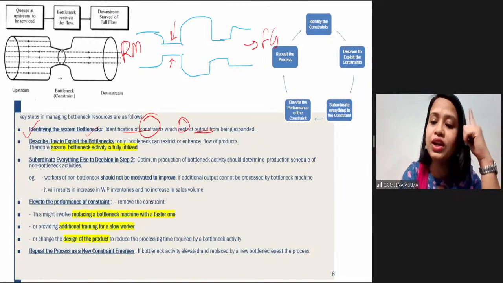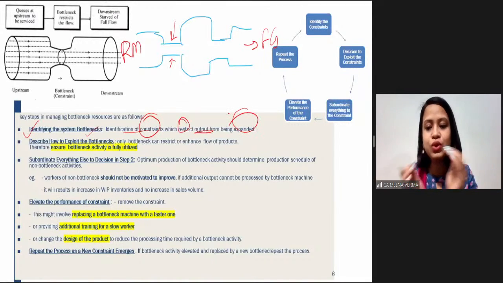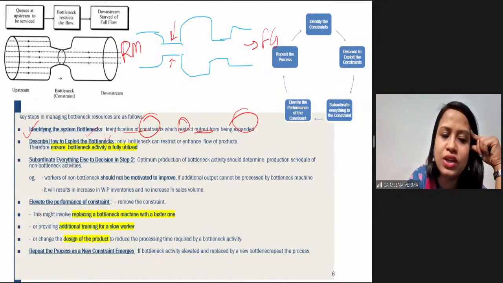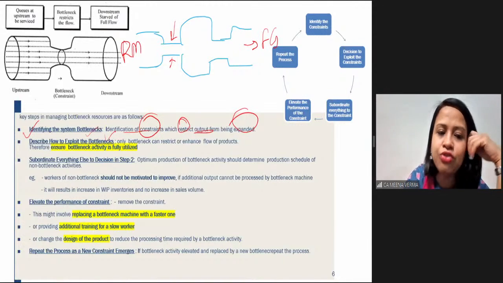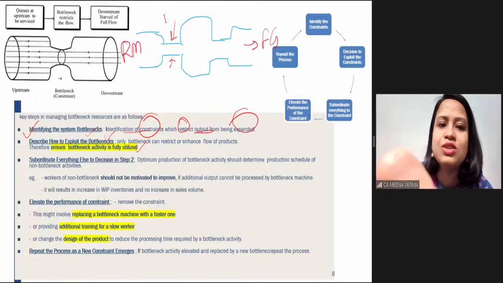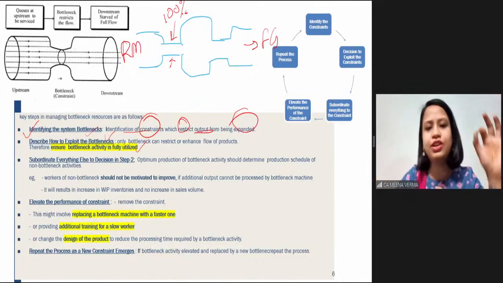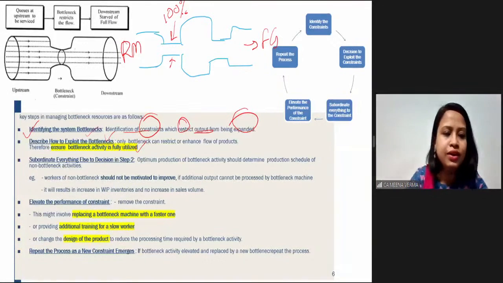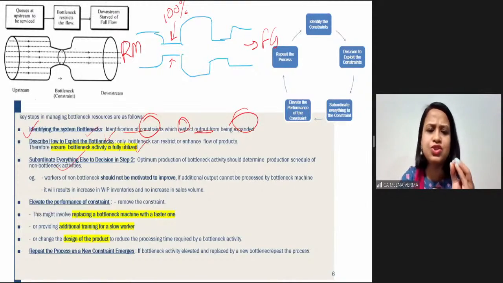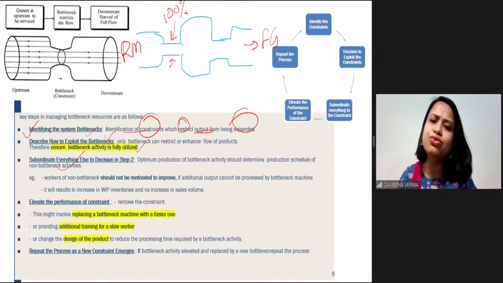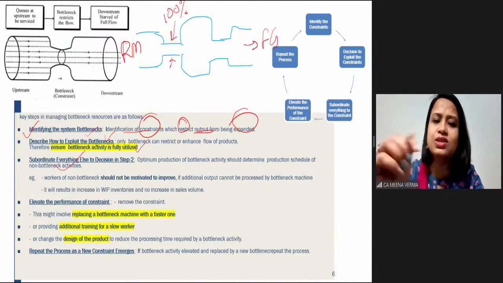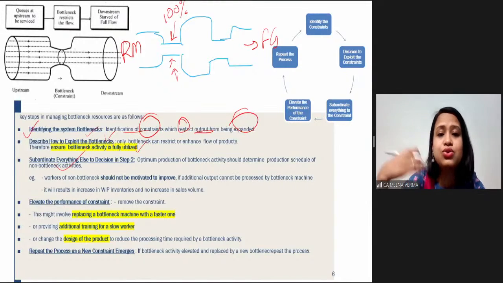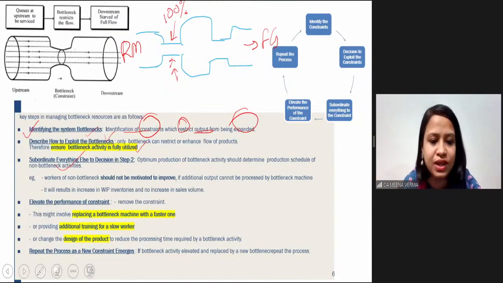Then try to find a way to expand this place, to increase the resources at this place. Describe how to exploit this bottleneck activity. First, ensure that you are using this place 100% efficiently. Then subordinate all your decisions to this bottleneck activity, whatever decision you want to take for your organization, you should consider this bottleneck activity. Then you should try to find a way to improve this place.